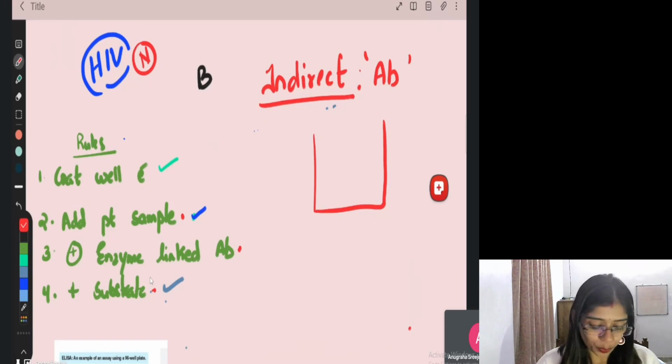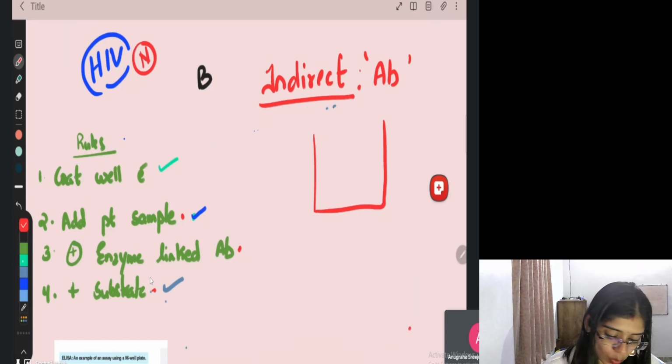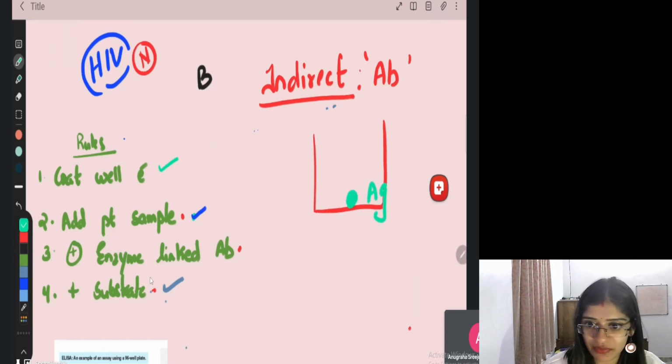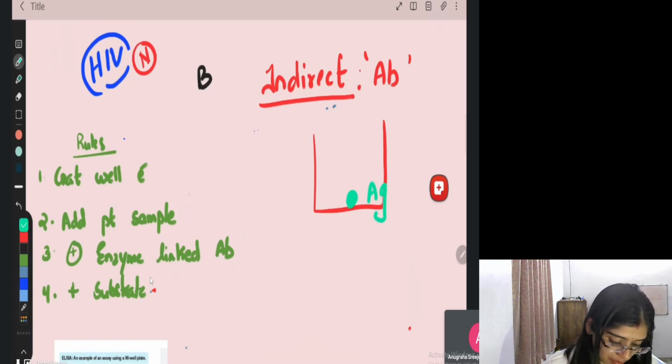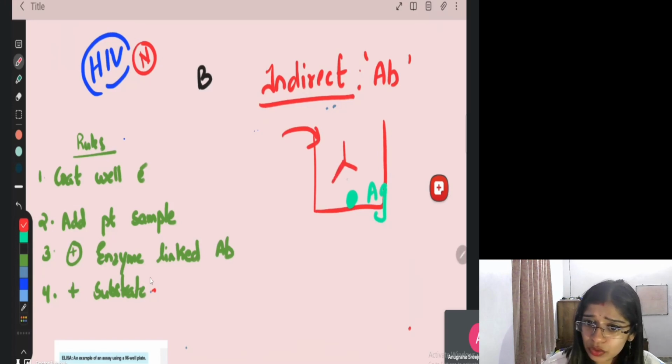So now how will this step go? I'm checking the antibody. So what will I coat my well with, guys? You tell me. Very good. I'm coating my well with antigen of HIV. Fine, this step is done. Now what is the second step, guys? Add the patient's sample. So I'm adding the patient sample. If he's a normal patient, will he have antibodies of HIV? No, he won't have. So will there be any antibodies that will come and bind to this antigen? No, right? So there'll be no antibodies.